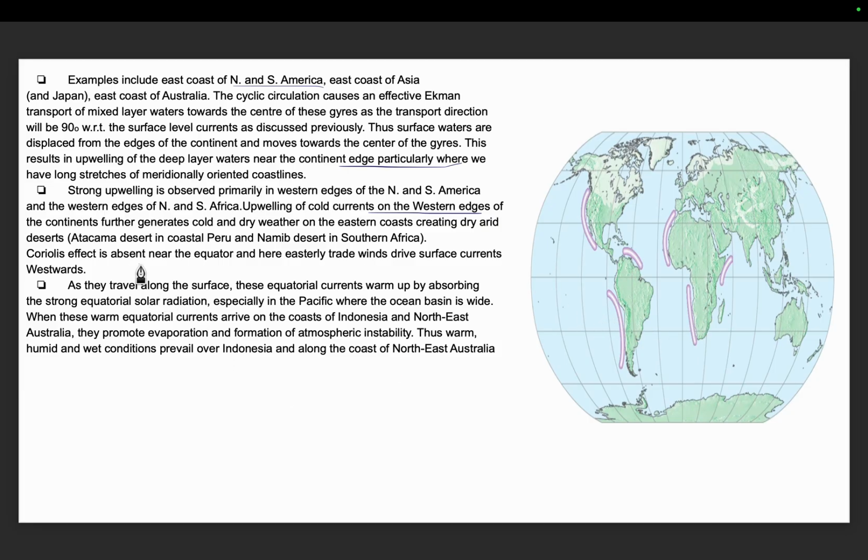The Coriolis effect is absent near the equator, and hence easterly winds tend to drive the surface current westward here. As they travel, these equatorial currents warm up by absorbing the strong equatorial solar irradiance, particularly in the Pacific where the oceanic basin is wide. When these warm equatorial currents arrive at the coastline of Indonesia or northeast Australia, they promote evaporation and the formation of atmospheric instability. Thus, warm, humid and wet conditions prevail over Indonesia along with the coast of northeast Australia.